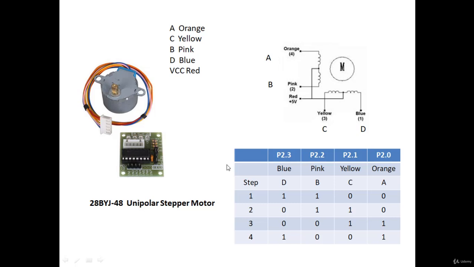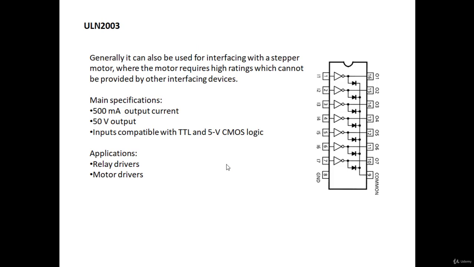Here this table shows the mapping of different color wires and 8051 port pins. ULN2003 is a driver IC that we use to drive the stepper motor. Since the current output by the 8051 microcontroller is not sufficient to drive the stepper motor, we need to use this driver IC.